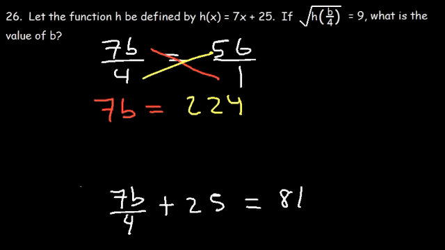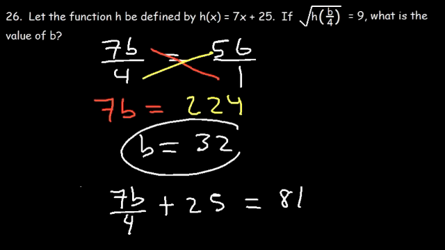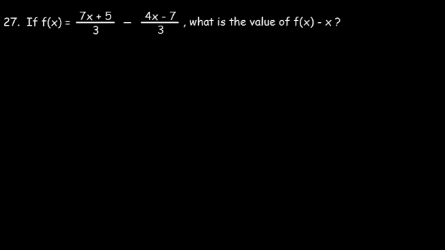So 224 divided by 7 is equal to 32. And so that's the answer. B has a value of 32. (27) If f of x is equal to this expression, what is the value of f of x minus x?